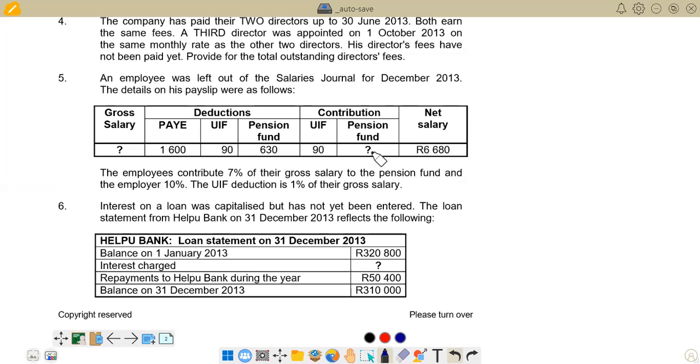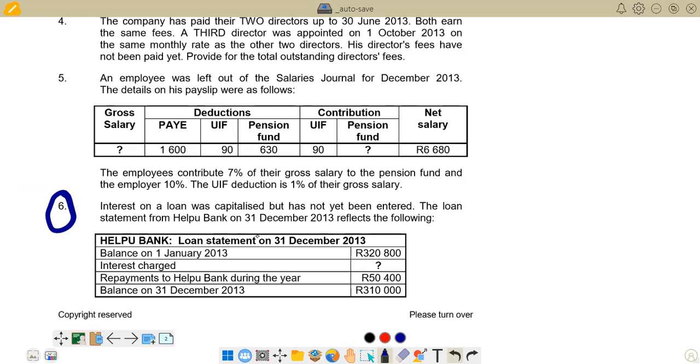So if you go to our question, you would see that this is where we have the explanation of interest capitalized. The explanation reads: interest on a loan was capitalized, but has not yet been entered. The loan statement from Help Bank on 31 December 2013 reflects the following.